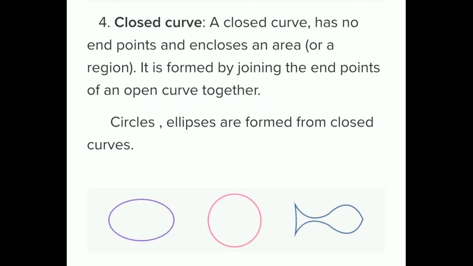And the fourth type of curve is closed curve. A closed curve has no endpoints and encloses an area or a region. It is formed by joining the endpoints of an open curve together. Circles and ellipses are formed from closed curves. So you can see the examples of closed curve. It has no starting point or end point. It is clearly visible that it is a closed figure.